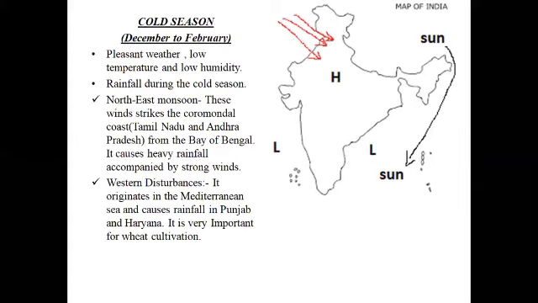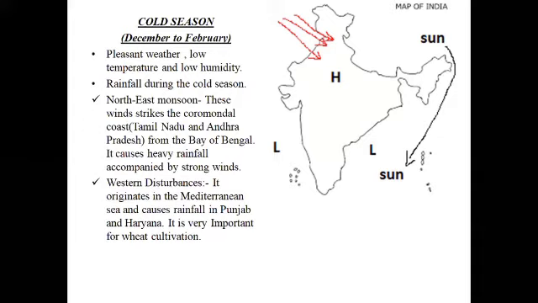So let's go to the cold season, which prevails from December to February. Now, everybody likes cold weather. We can do any kind of work without much tension in the cold season. In the cold season, we have pleasant weather, low temperature, and low humidity. Rainfall during the cold season: the northeast monsoon wind strikes the Coromandel coast, Tamil Nadu and Andhra Pradesh from the Bay of Bengal. It causes heavy rainfall accompanied by strong winds.